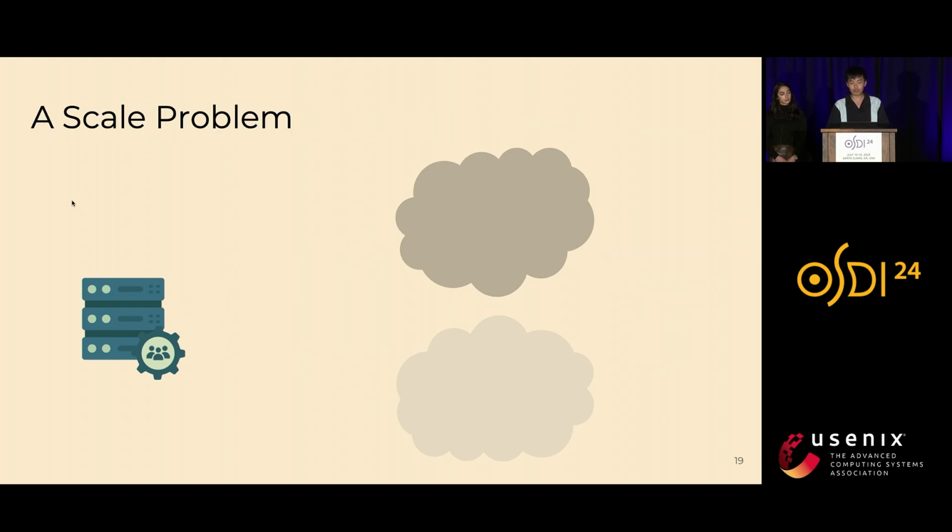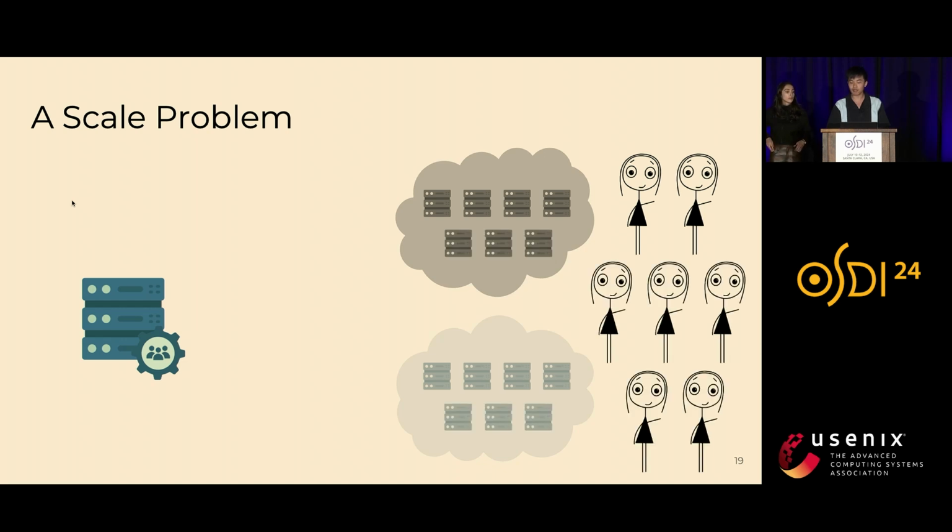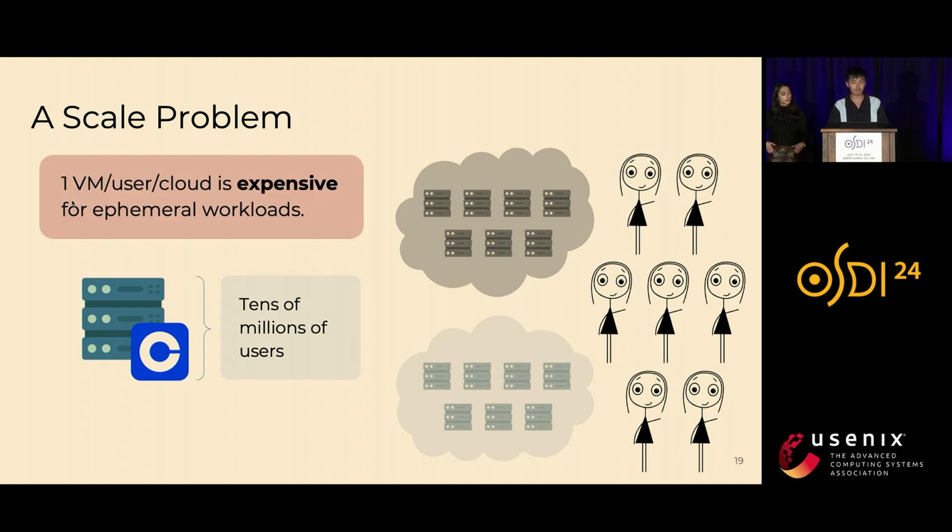However, this might work for only 1 Alice, 2 Alice, 3 Alice, or even maybe 7 Alices. However, what if we have tens of millions of Alices, which is the monthly active users for an application provider such as Coinbase? Clearly, this approach wouldn't scale since we won't be able to amortize the cost of these 3 servers. And so this 1 VM per user per cloud approach will be too expensive and impractical for the ephemeral workloads we strive to support.